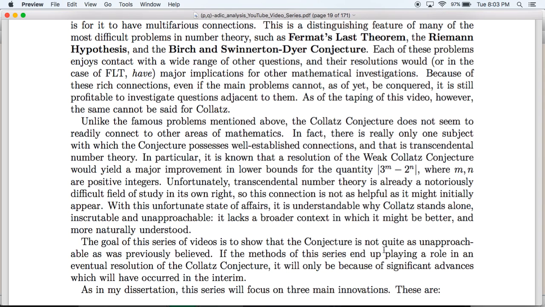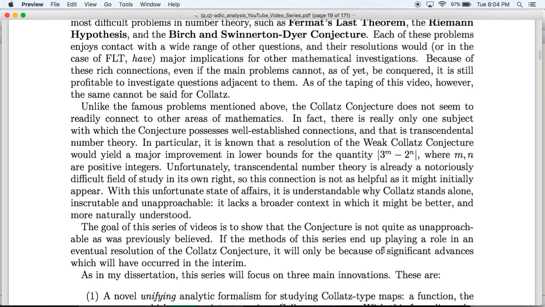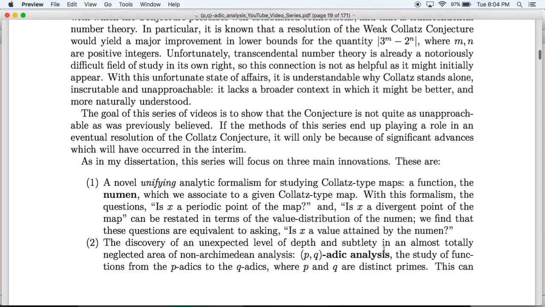If the methods of this series end up playing a role in solving the Collatz conjecture, it will only be because of significant advances which have occurred in the interim. And again, one of the reasons why I'm making this video is because I want to show everyone there's a lot of stuff to be found here, and it would be wonderful to get some help delving into that. So, as in my dissertation, we're going to be doing a tripartite program here. I have 3 main innovations to present to you.